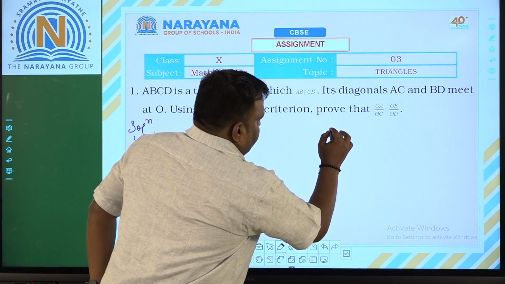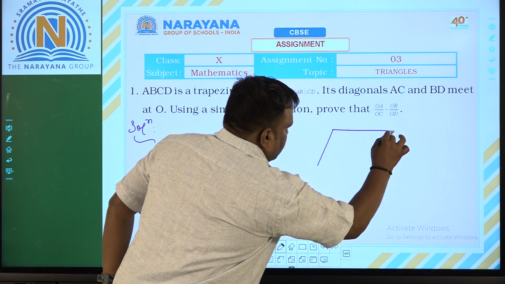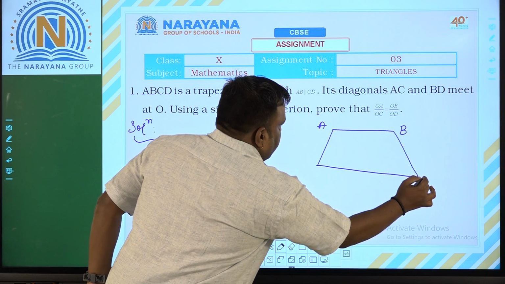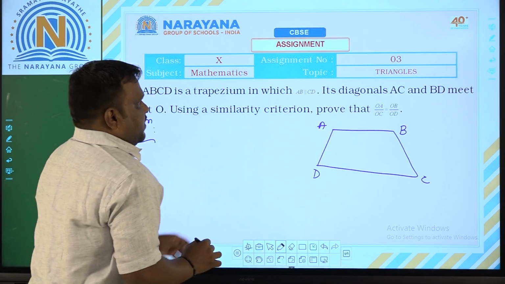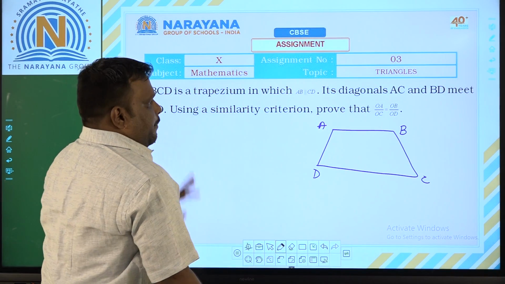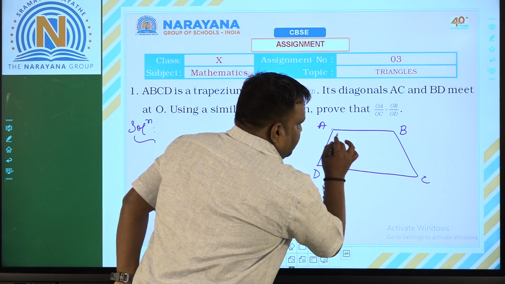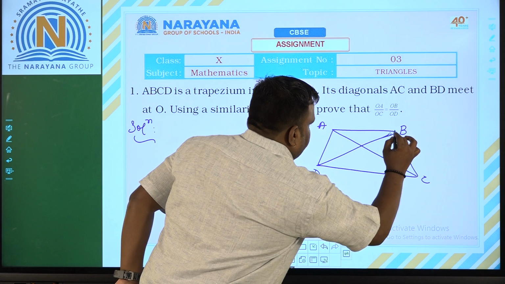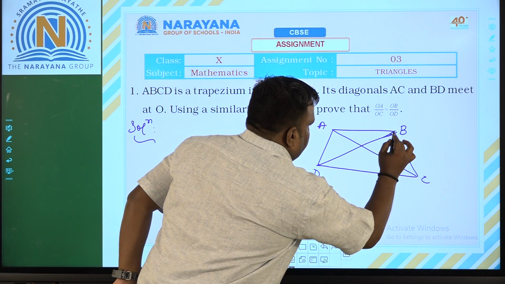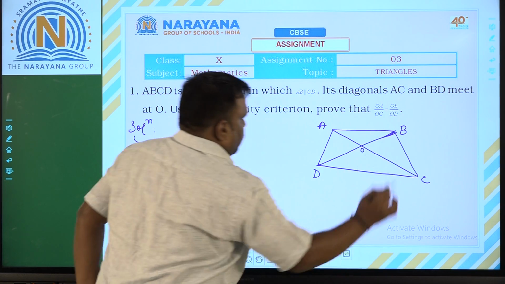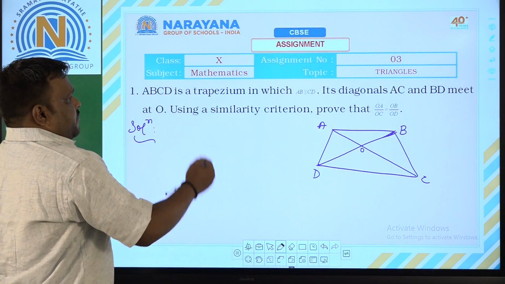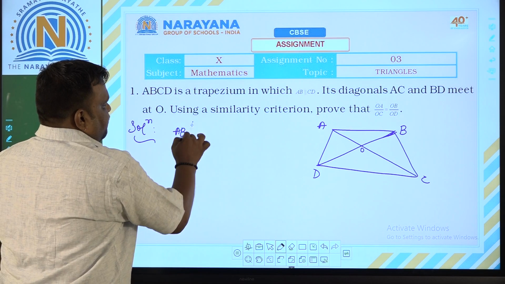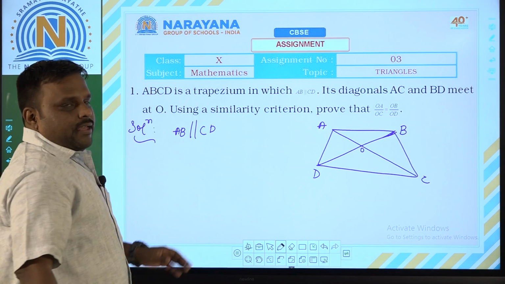ABCD is a trapezium given for us. Now in this, if you observe, diagonals AC and BD meet at O. AC is the first diagonal, BD is the second diagonal. Both are meeting each other at O. And it is also given for us that AB is parallel to CD. It is clearly given for us.